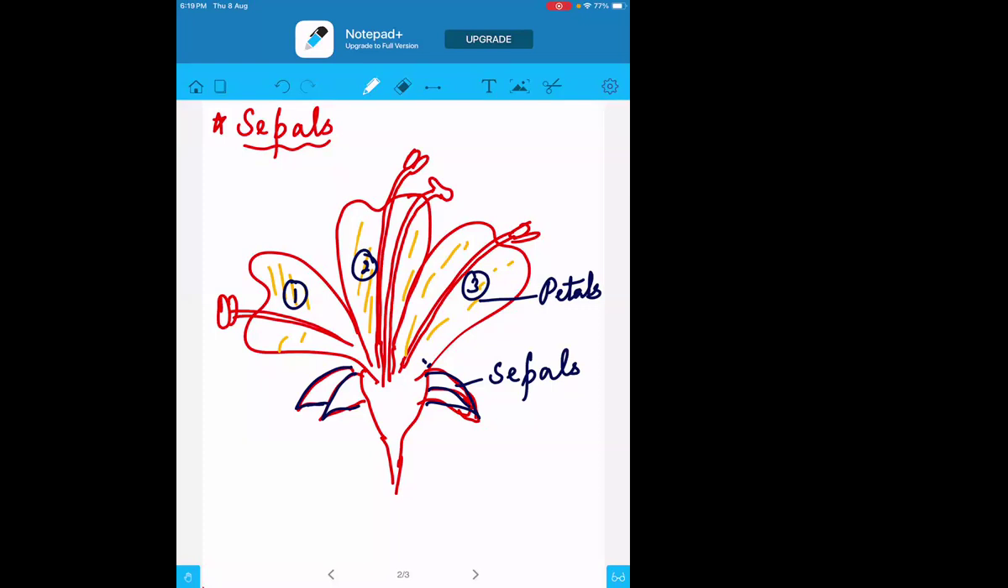Then I've already explained to you about the stamen and the pistil parts. See here, this part, this part, and this part. They all are what? They all are which part?